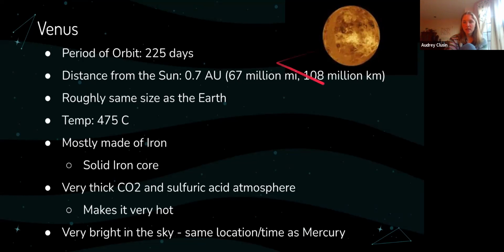It looks a little bit like Mars, but it's different. Anyways, it's very bright in the sky compared to Mercury. Like, really bright. If it's in the sky during the day, you'll definitely be able to see it. And because it's one of the planets that's near the sun, relative to the Earth, it's going to be in roughly the same location and time as Mercury is. So it's going to be to the west of you during sunset, and to the east of you during sunrise. Yeah, it's very bright and very hot.